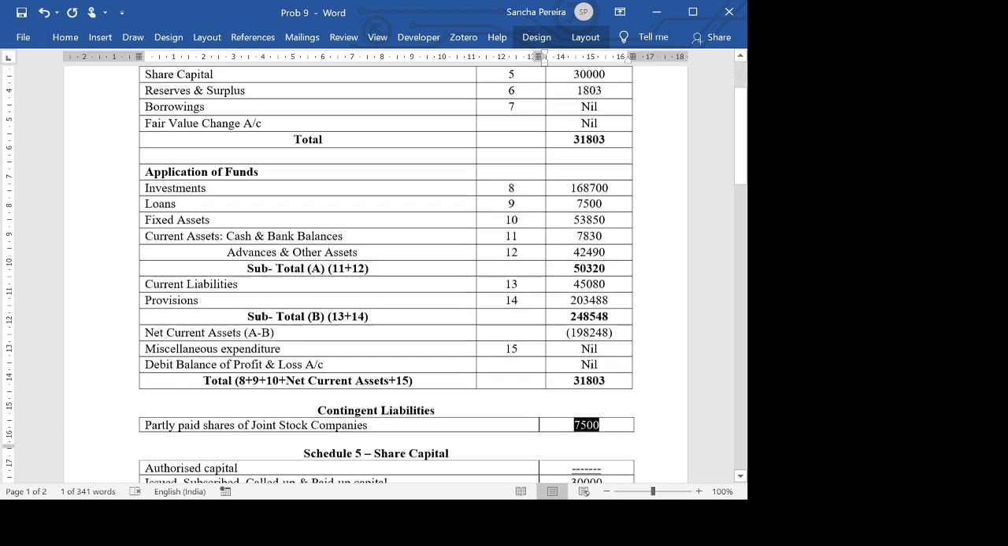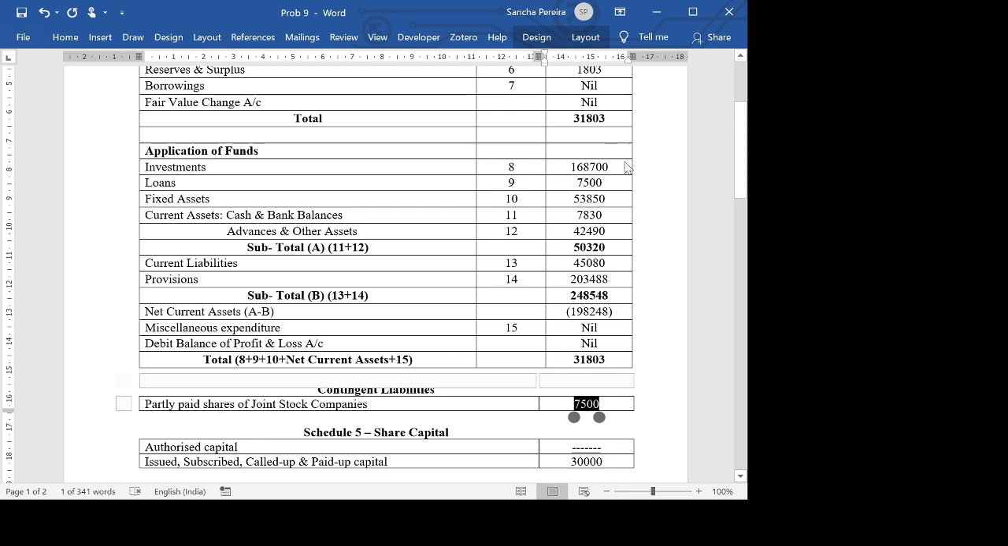Any questions, students? Is there still a confusion with regard to the application of funds part, how the total is arrived at, how we do these bifurcations in between? Is there any confusion? Yes or no? Is this understood? Anything in the problem that is not understood? Any questions?